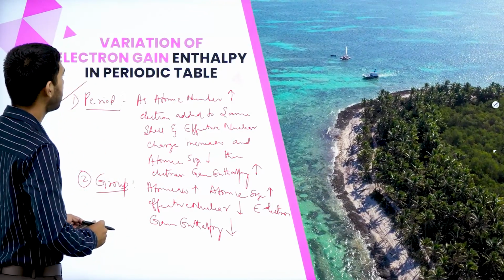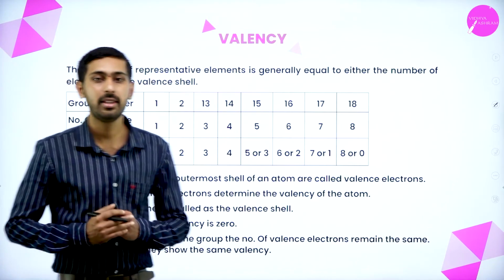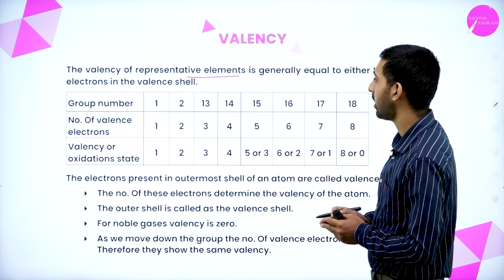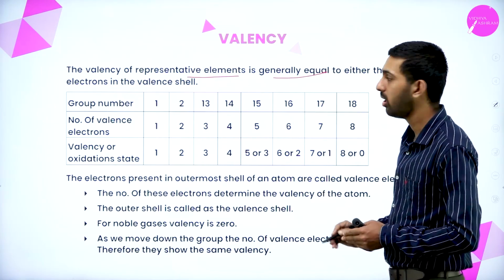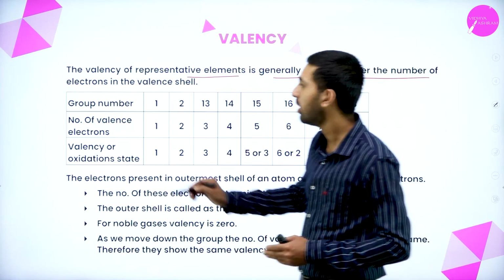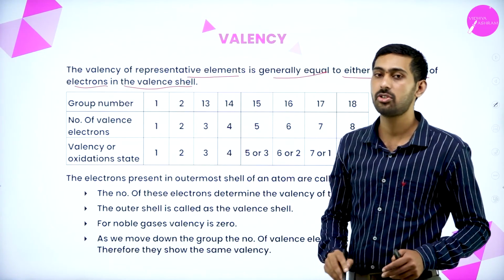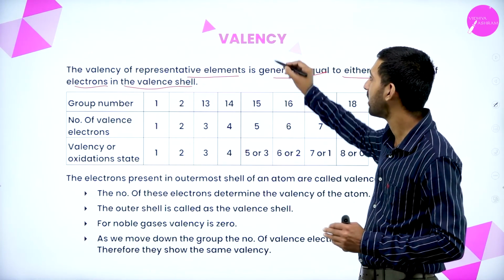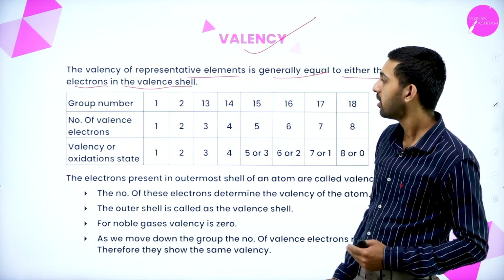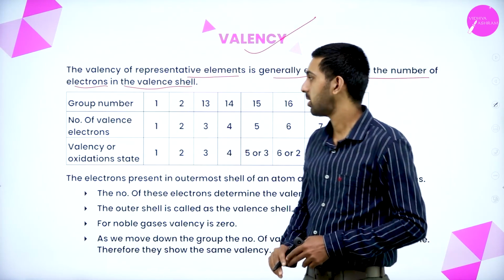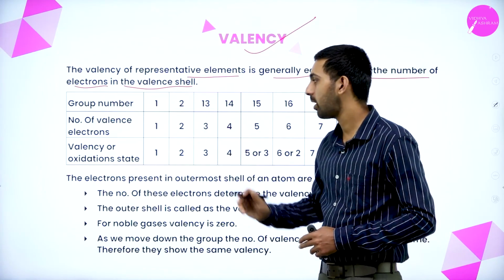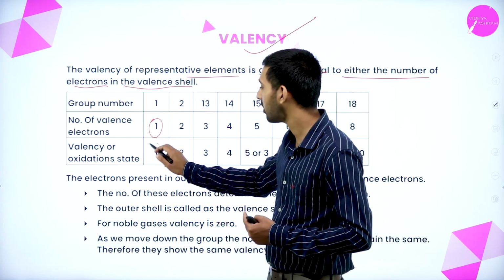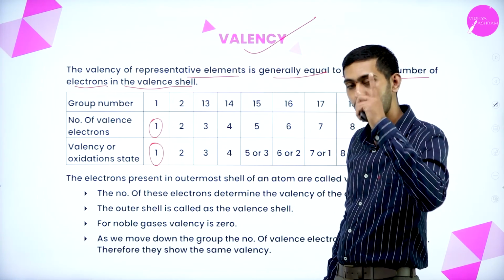Okay, next thing is valency. What do you mean by valency? Valency, for representative elements, is generally equal to the number of electrons in the valence shell. It's a general representation of how many electrons are present in the valence shell, so it is considered as valency. Now, for group 1, how many valence electrons are present? Only one. Valency or oxidation state? It has only one for group 1 elements.